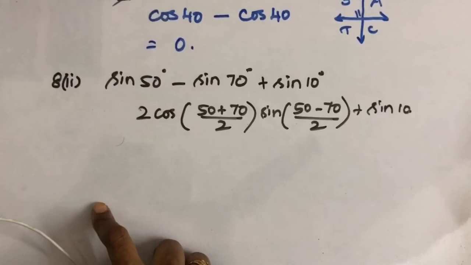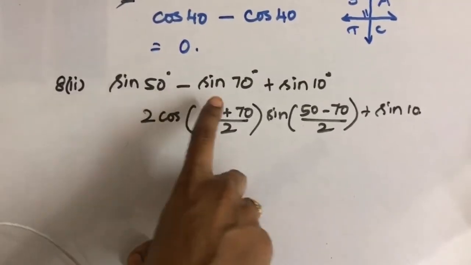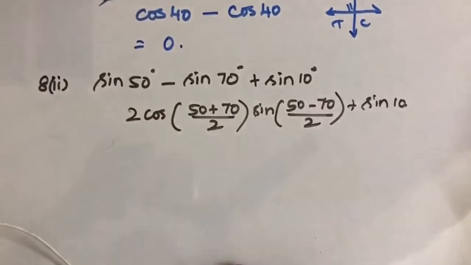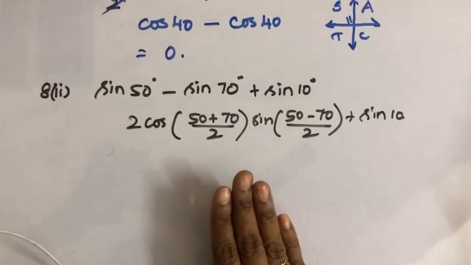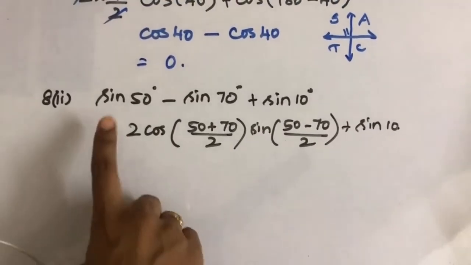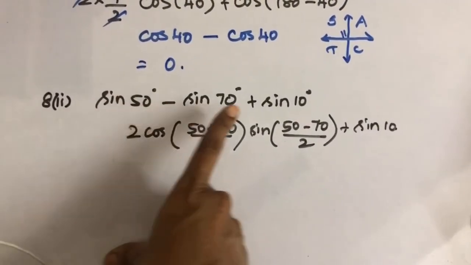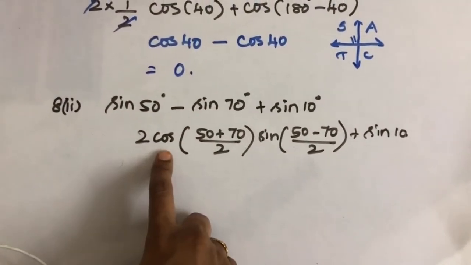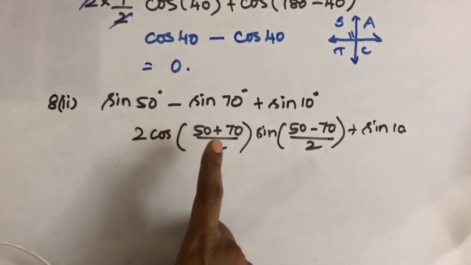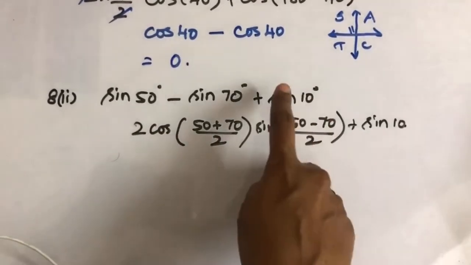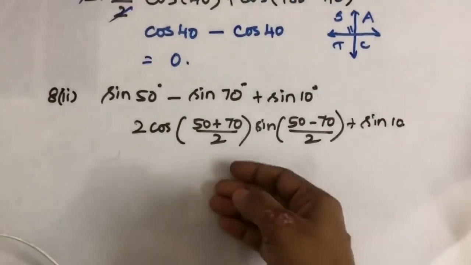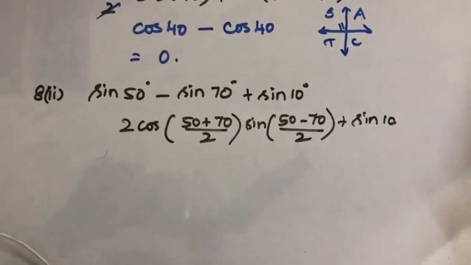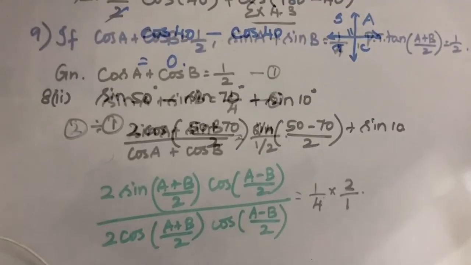Now the second subdivision, sin 50 minus sin 70 plus sin 10. Here we have to use the difference formula, sin C minus sin D. For the first two terms you use that formula, sin C minus sin D, and rewrite that. Keep the third term as it is. Then if you go further you will get the answer. Do it by yourself.